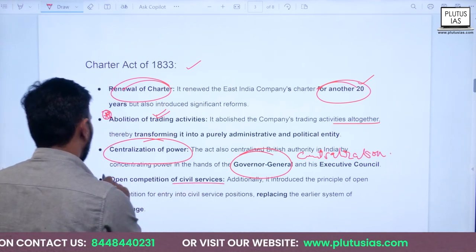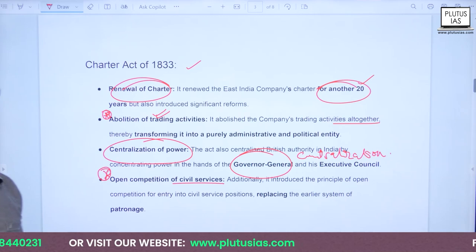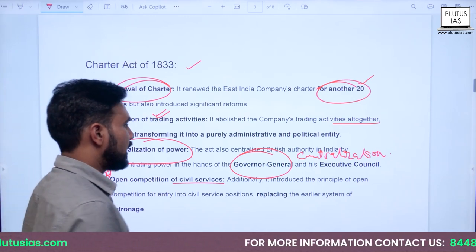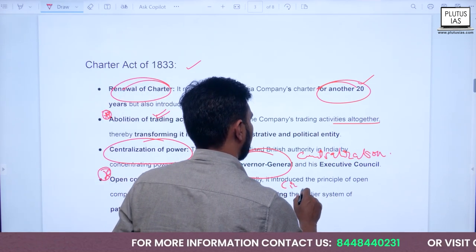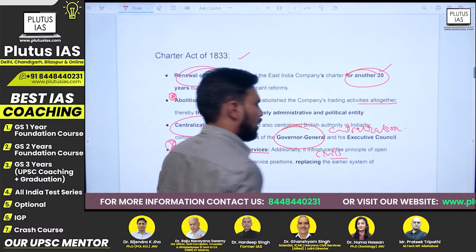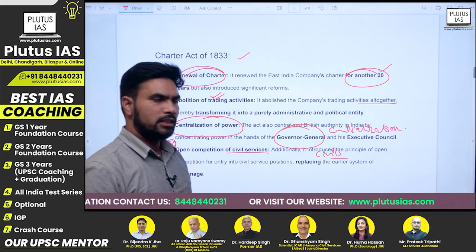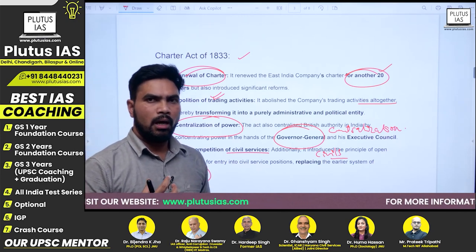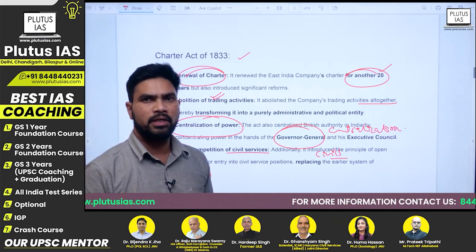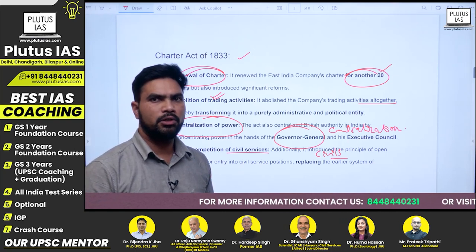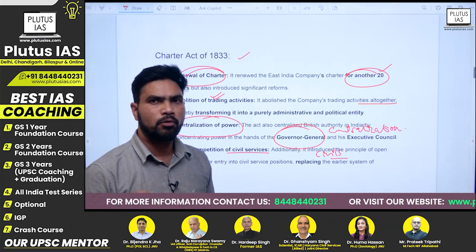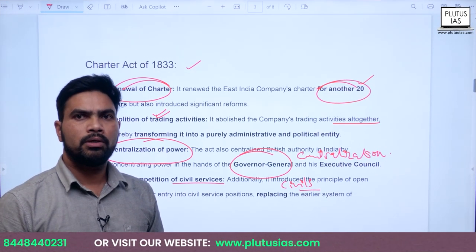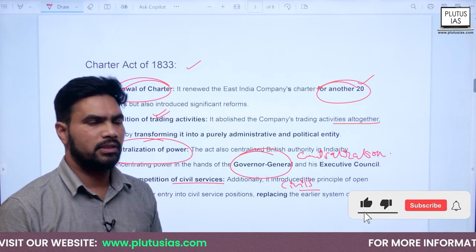Right. One more important point here is open competition for civil services. Now the Indians can compete and enter into elite civil services. Right. Earlier, there was a system of patronage. Patronage means the appointing authority used to admit into civil services whomever he saw fit. Now that has been forgone, and a merit system has been introduced to recruit people into civil services, Indian civil services.